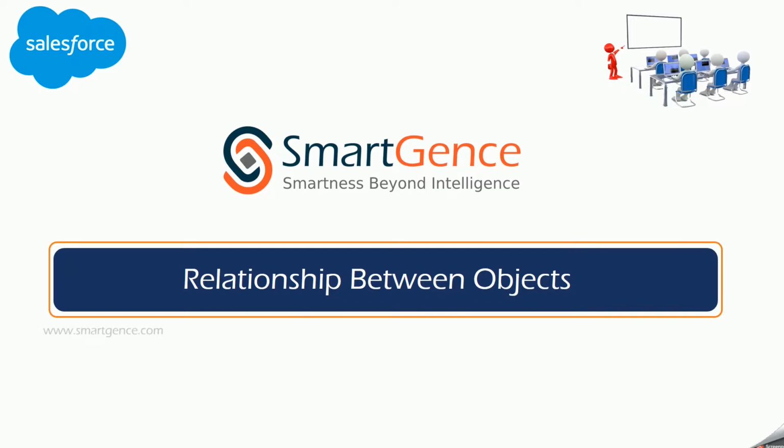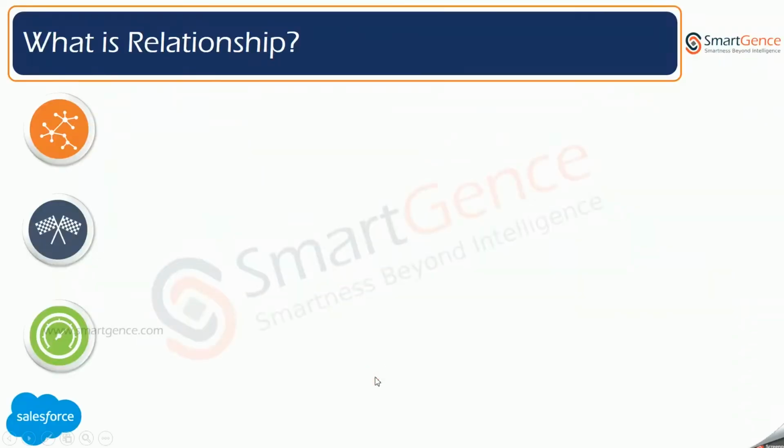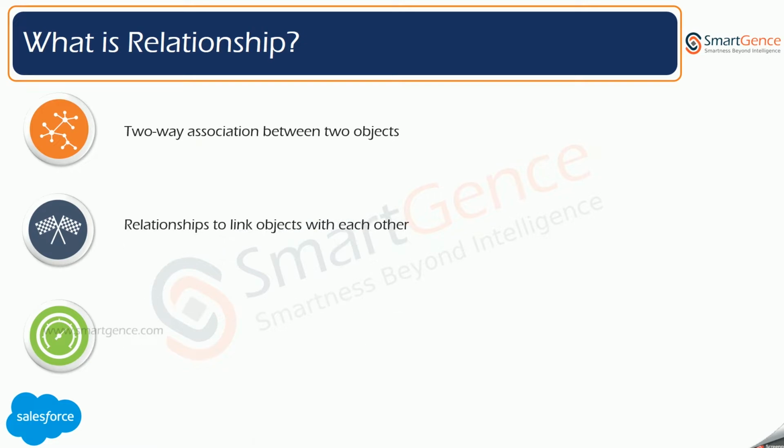So this video would be on relationship between objects. So firstly, what is relationship? Relationship is a two-way association between two different objects. So we can say that it would link one object with the other.